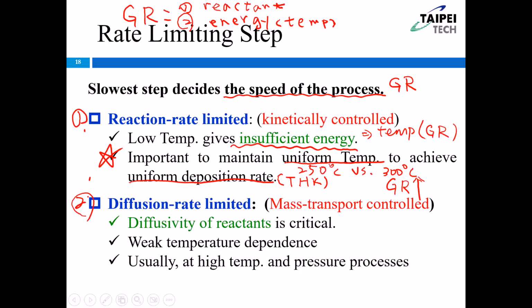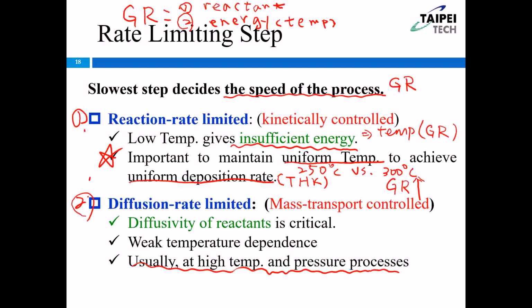Right now, if we can assume we already have a very high temperature and high pressure, it means we have sufficient energy right now, okay? However, we don't have enough reactant. We don't have many reactants. So we lack reactants.